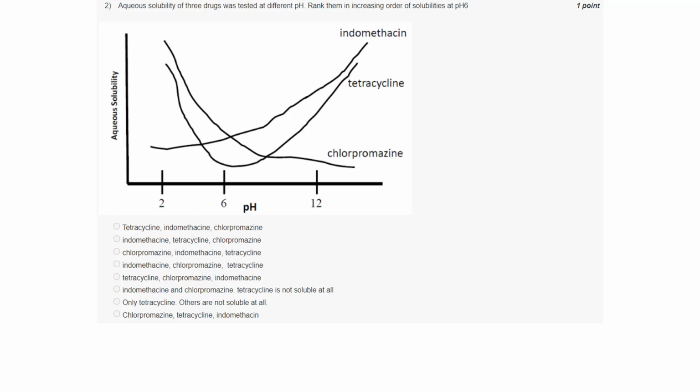Next question was asking us, it's a graph of aqueous solubility versus pH, and it is asking us to rank the increasing order of solubilities at pH 6, where here you just have to look at the graph carefully and see that whoever has the lowest, so it's an increasing order, pay attention to that question. So the least soluble will be tetracycline, slightly more solubility will be for indomethacin, and then last chlorpromazine with the highest solubility. So that's the answer.